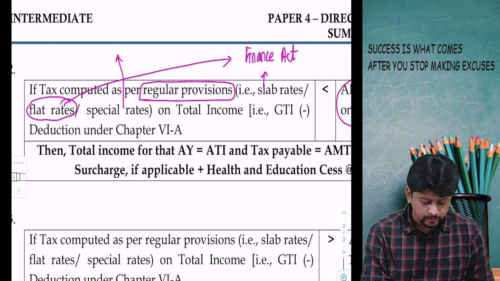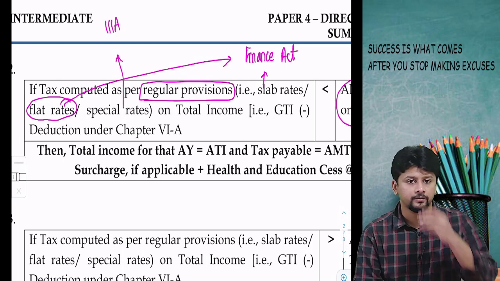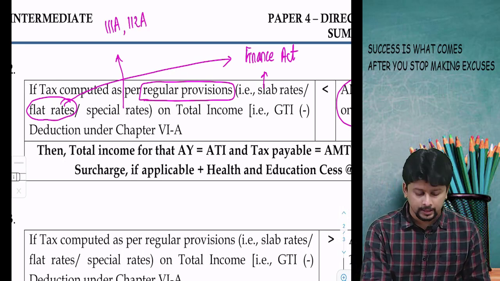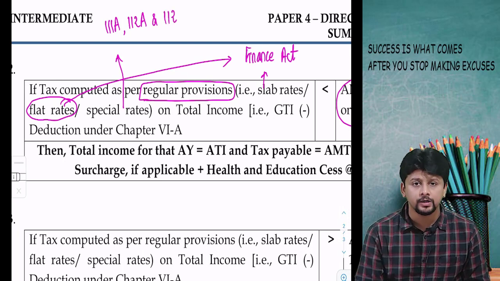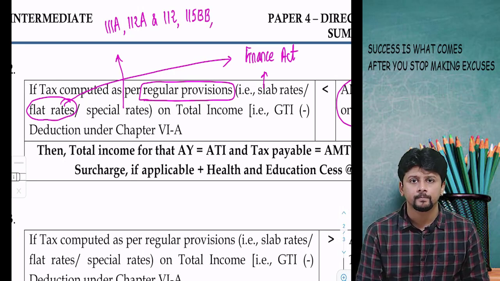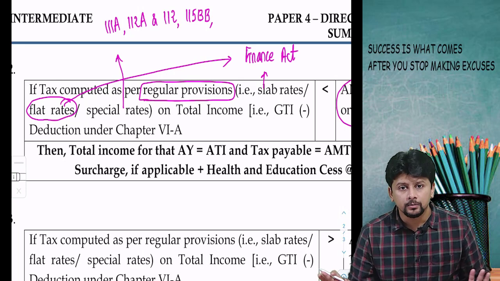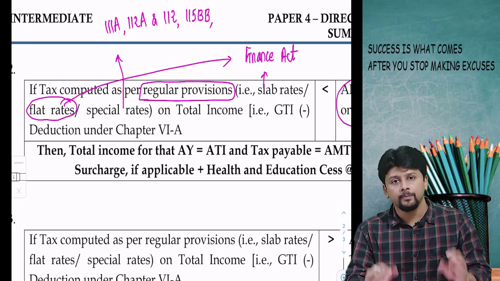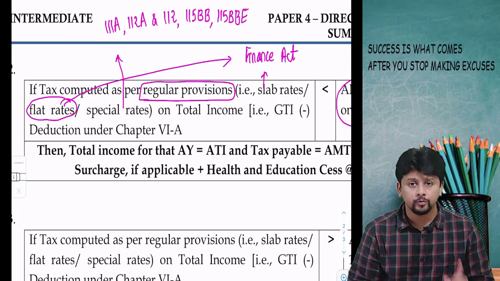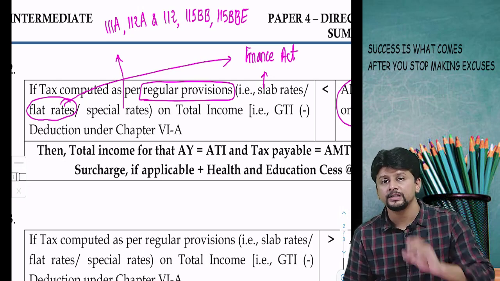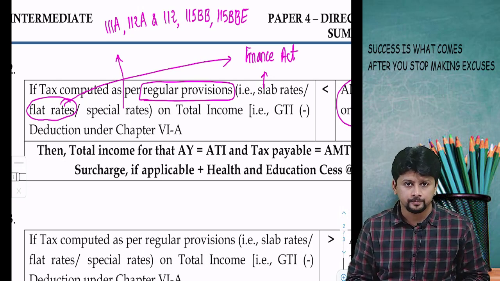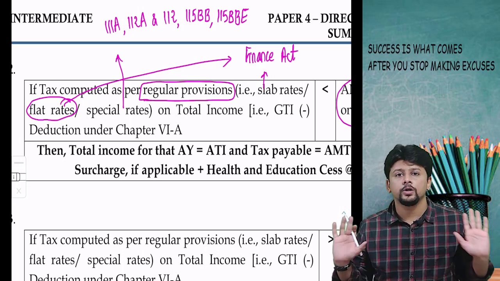Special rates means rates of tax under section 111A, short term capital gain 15%, long term capital gain under section 112A and under section 112, winnings income under section 115BB. All these types of incomes, whatever special rate of tax applies, apply those rates. Under section 115BBE, you have to pay tax at the rate of 60% if you have certain undisclosed incomes like cash credit, unexplained investments, unexplained money, all that stuff. So those are my regular provisions.